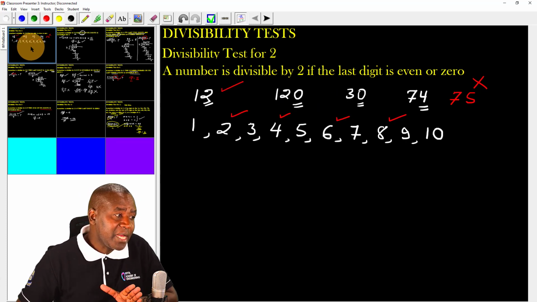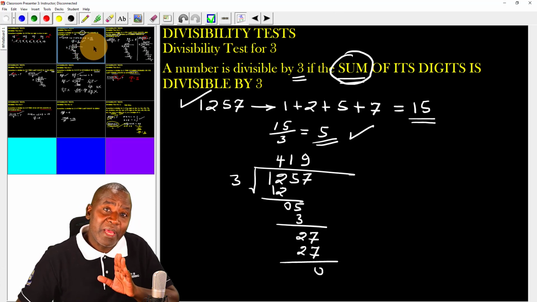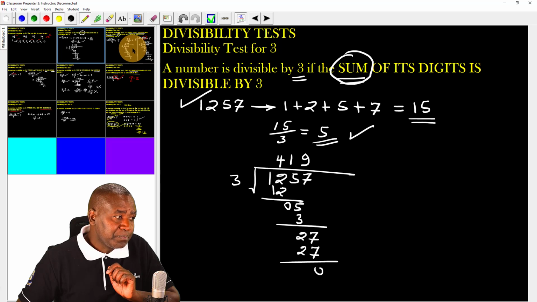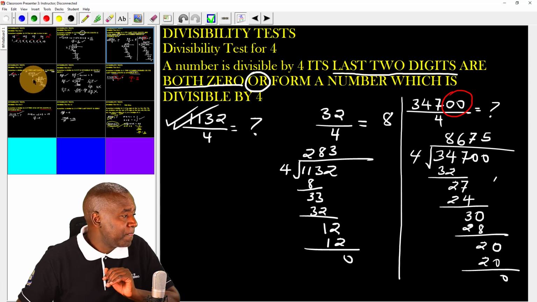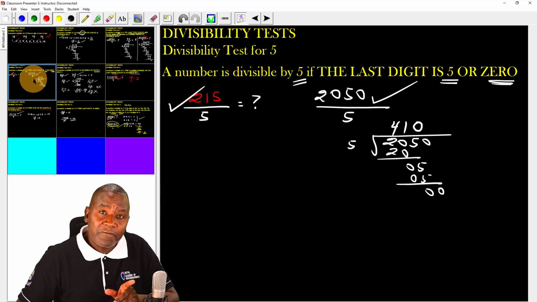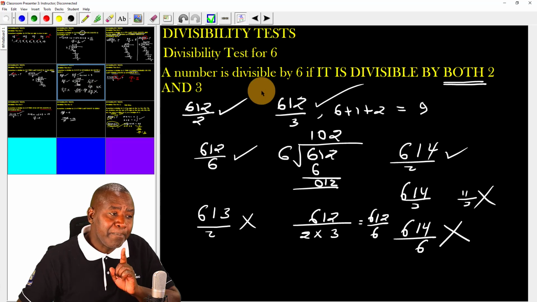If a number is divisible by 2, then you know the last digit is either even or 0. If the number is divisible by 3, then the sum of all its digits must be divisible by 3. Number 4, if a number is divisible by 4, then the last two digits are either both 0 or they form a number which is divisible by 4. The divisibility test for 5, if a number is divisible by 5, then the last digit is either 5 or 0. If a number is divisible by 6, then it is divisible by both 2 and 3.